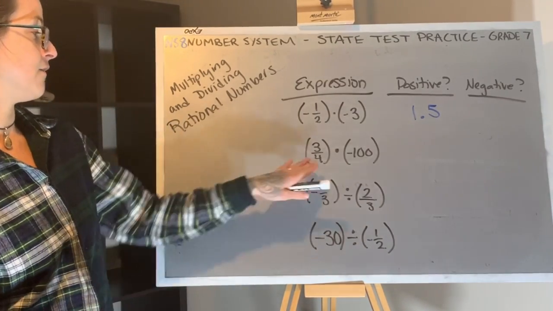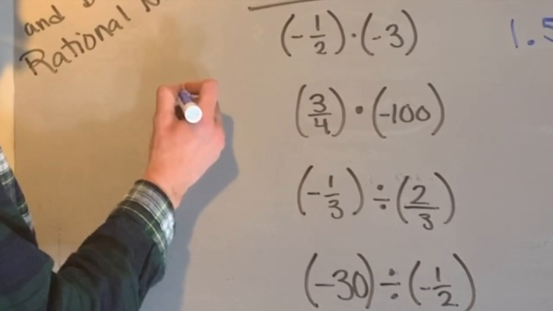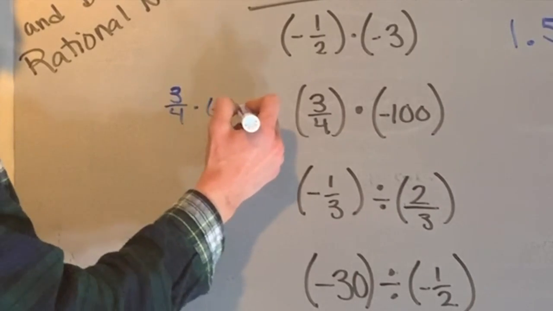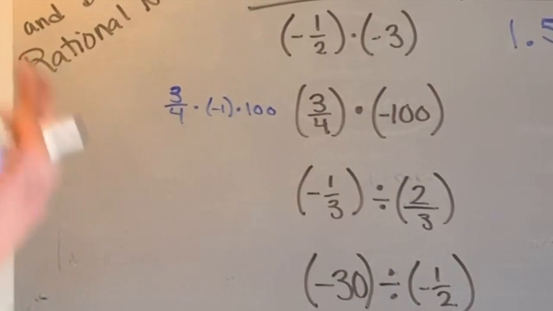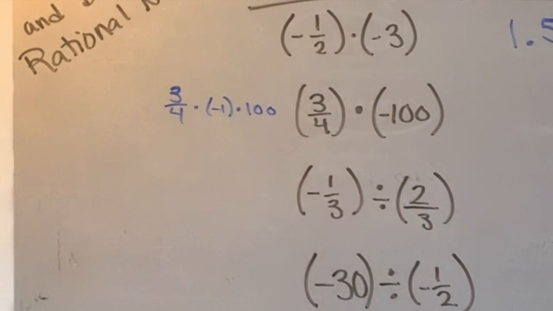In this case, we have 3/4 times -100. I'm going to expand this and write 3/4 times -1 times 100, because having that negative up front just means we're taking the opposite of 100. The opposite of 100 is -100. So these are equivalent expressions.